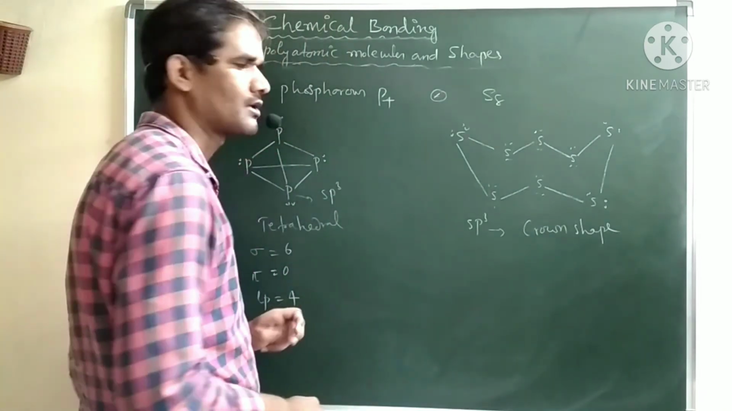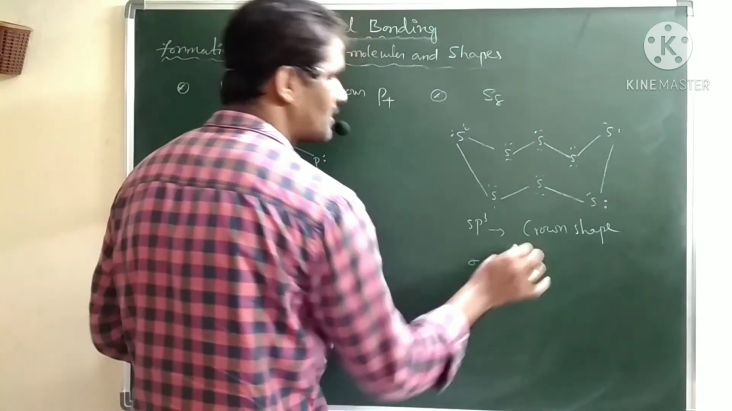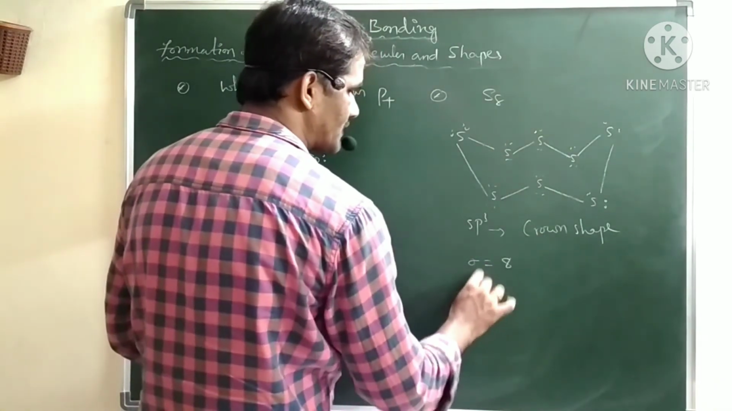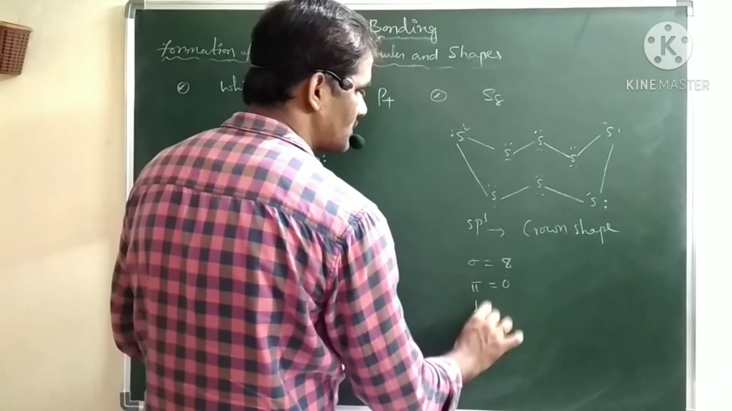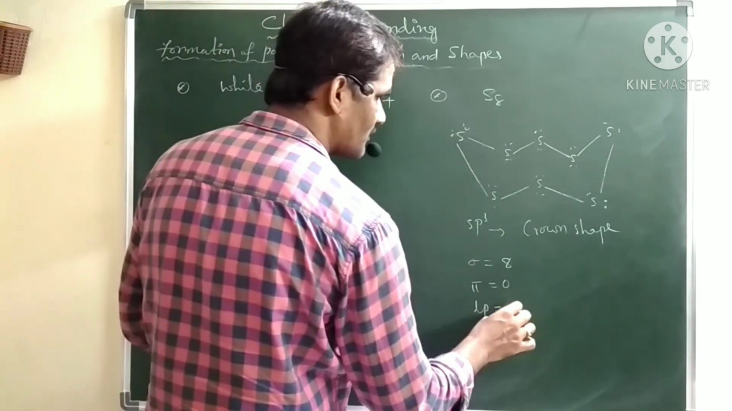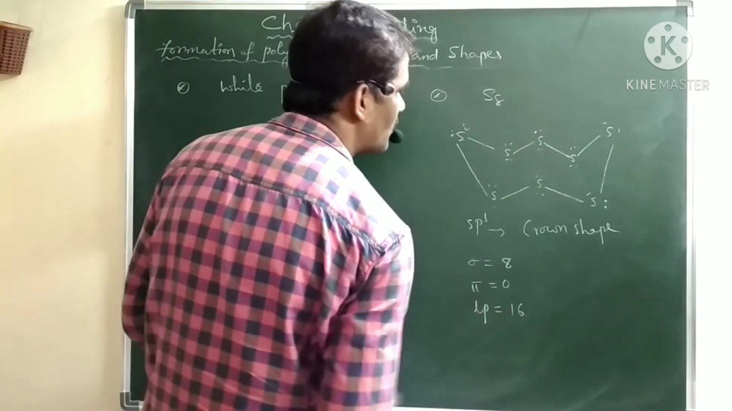The total number of sigma bonds here is 8, and the pi bonds is 0. For the total number of lone pairs, each sulfur carries 2, so 8 into 2, we have 16 lone pairs.